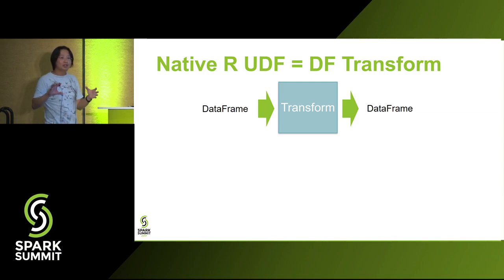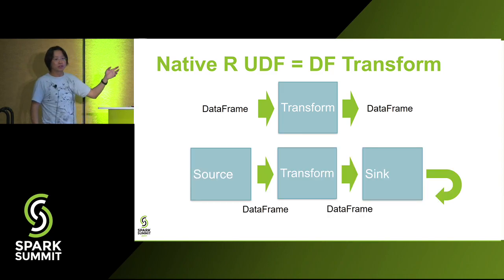But how does this actually work then? Because we've been talking about RUDF and structured streaming, all these things. The way the UDF support works is that it really just behaves like any kind of transformation. It takes a data frame, applies your transformation in native R code, and then it has to return back a data frame, right?